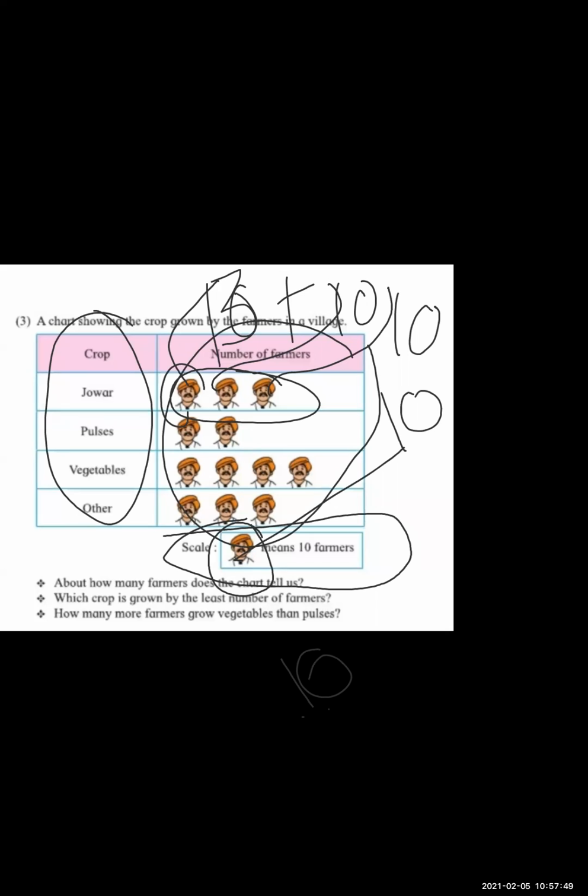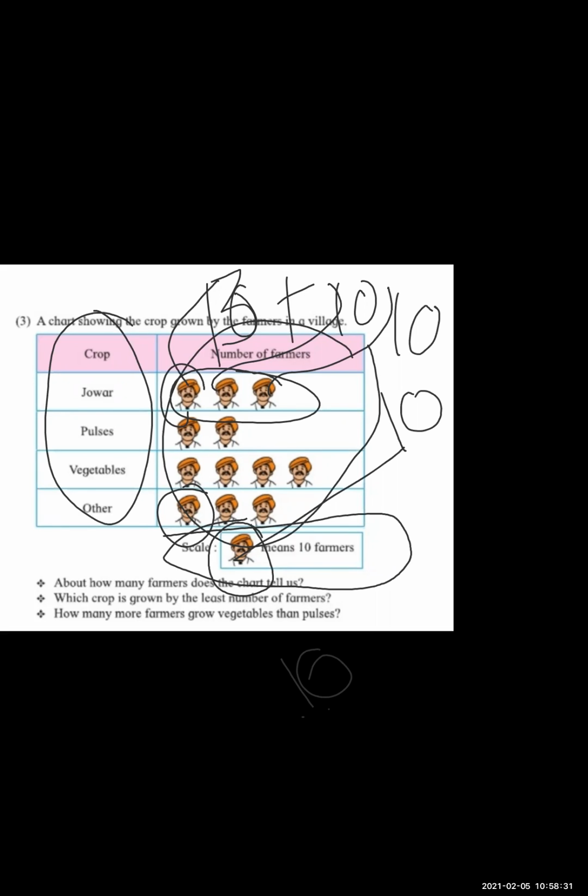One farmer you want to assume as 10. First of all, clear that doubt. So you want to do the addition. Now my next question is not from the textbook. Now I'm going to ask you the next question. In the other columns, students, how many farmers are there? In the other columns, very good.